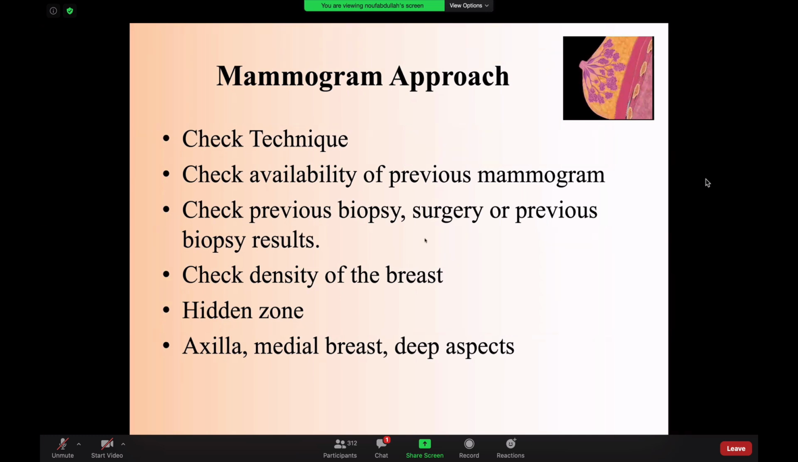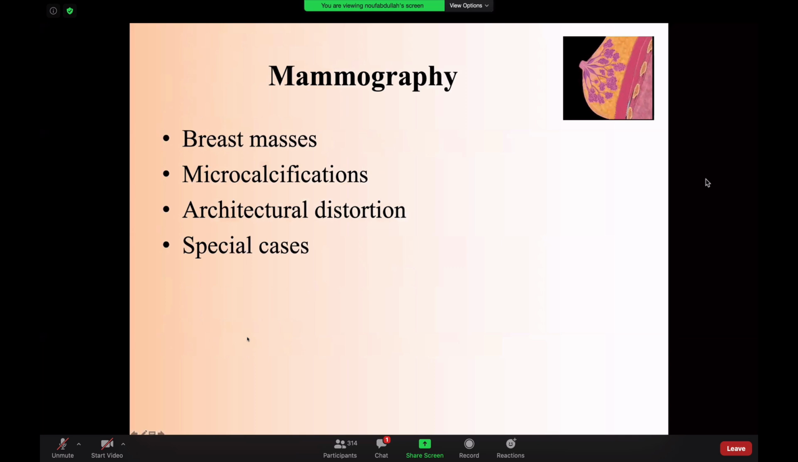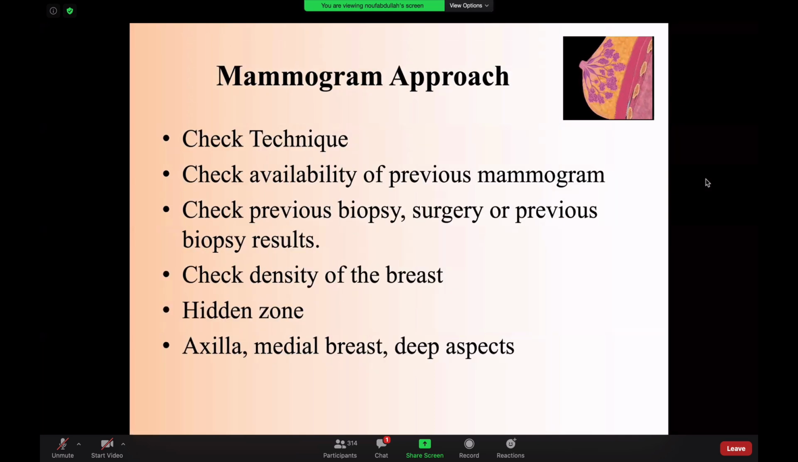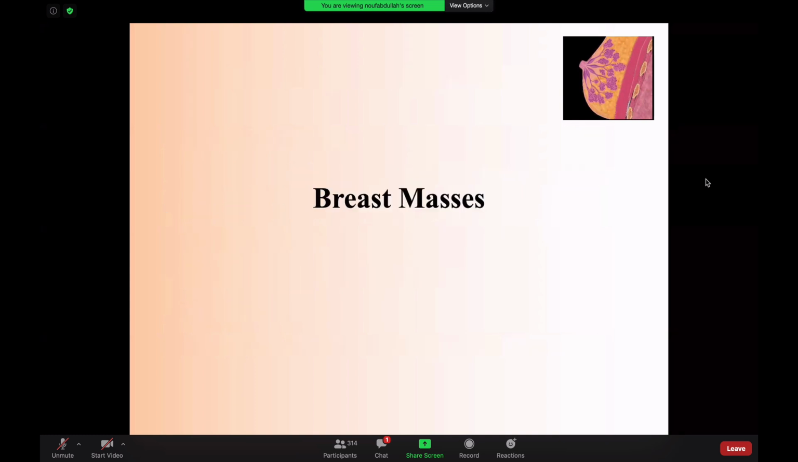And then always check if there is history of previous biopsy, surgery, or any previous biopsy results. Talk about the density of the breast that we talked before. You have always to check if there is any hidden zone. And then you have to look at the axilla, look at the medial breast and the deep aspect of the breast. And these are hidden zones in the breast.